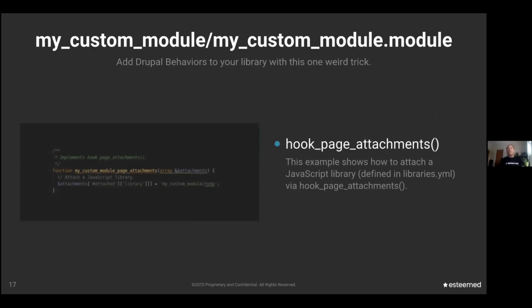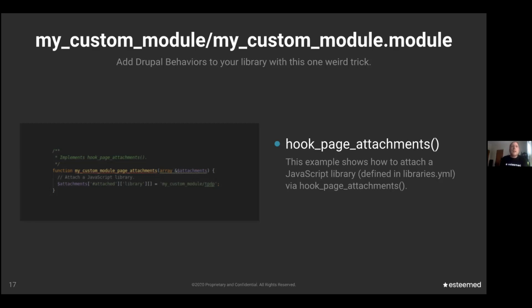This one says add Drupal behaviors to your library with this one weird trick. If that's not clickbaity enough for you, click on it. Here we go. Hook page attachments. This one's really, really simple. Implement hook_page_attachments, my_custom_module_page_attachments. And then you say attachments, attached, library equals my_custom_module/tpdp. It's referring to the library that we just defined in libraries.yaml. So this example shows you, once you've defined it in libraries.yaml, you can attach it to your page.